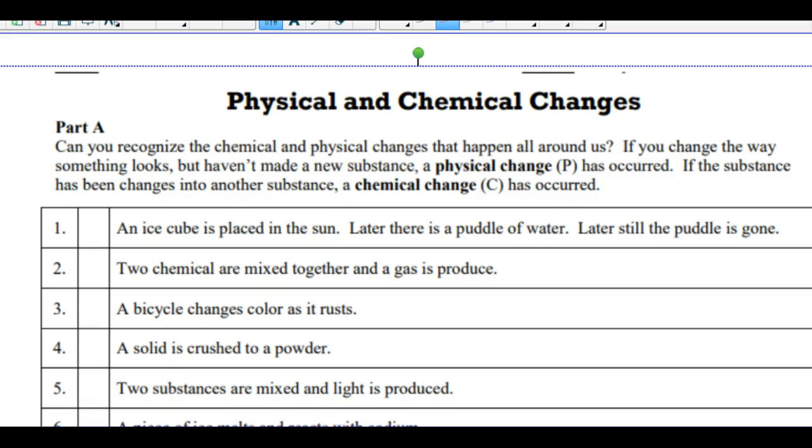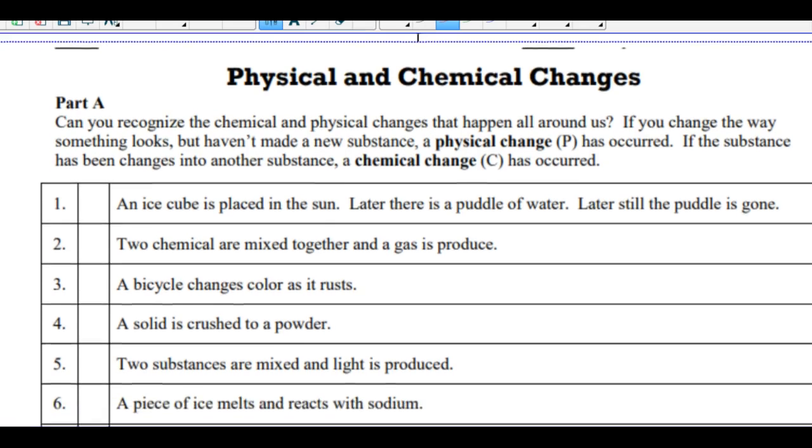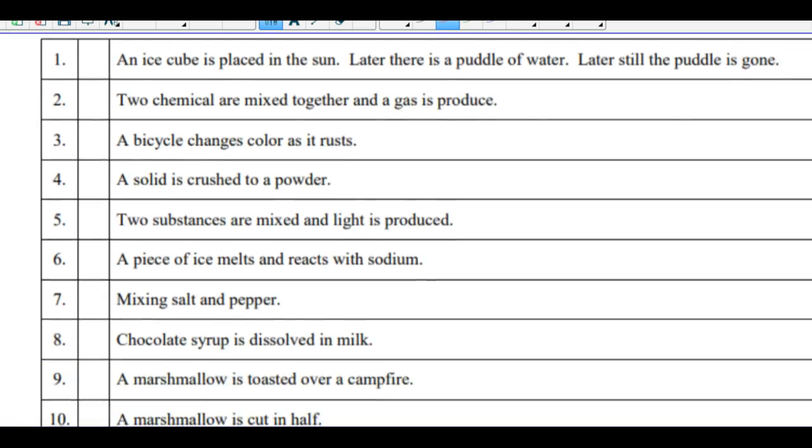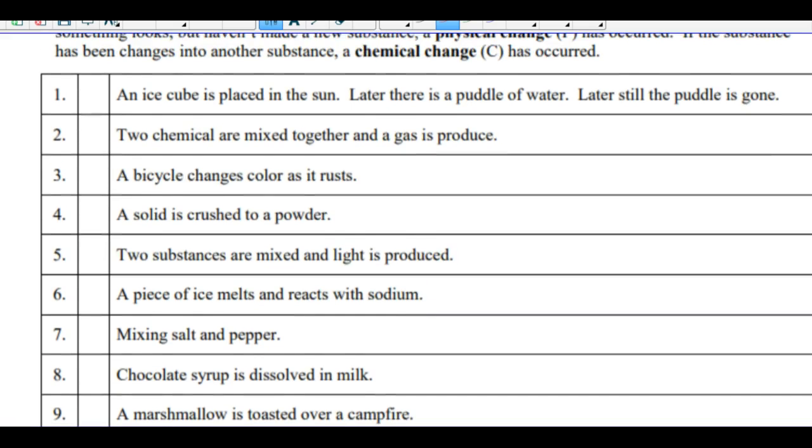Okay, next up, it says, can you recognize the chemical and physical changes that happen all around us? If you change the way something looks but haven't made a new substance, a physical change has occurred. If the substance has been changed into another substance, a chemical change has occurred. Alright, so you're just going to put a P or a C along here, and then we'll go over it just in a second. So go ahead and pause this.